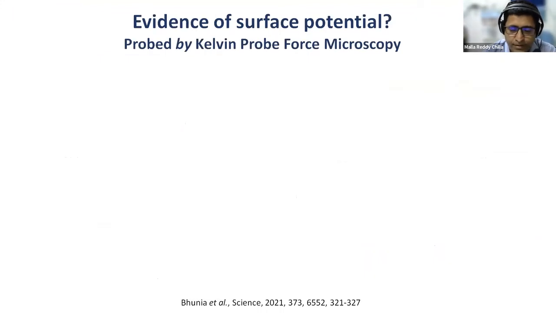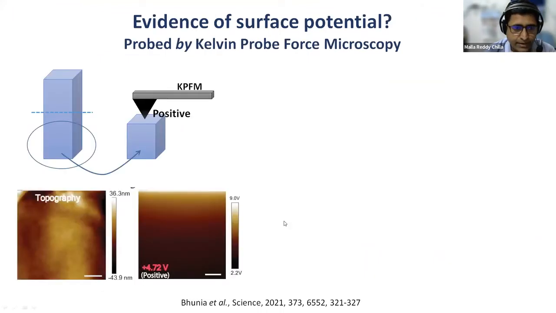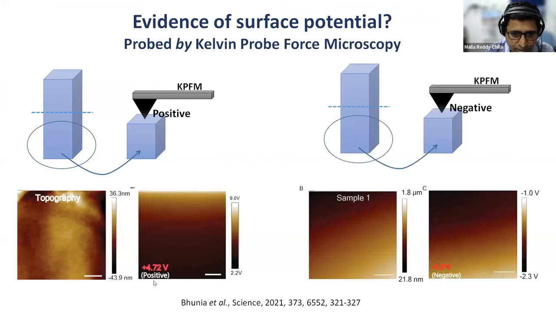So how do you understand whether there are really charges on the crystals? Then we broke a crystal, and using KPFM, Kelvin Probe Force Microscopy, we mapped the surface. We found that some crystals have positive potential, and some actually have negative potential, depending on the orientation of the polar axis in the crystal, because these are polar crystals. So when you break it, you might either have positive charge or negative charge.